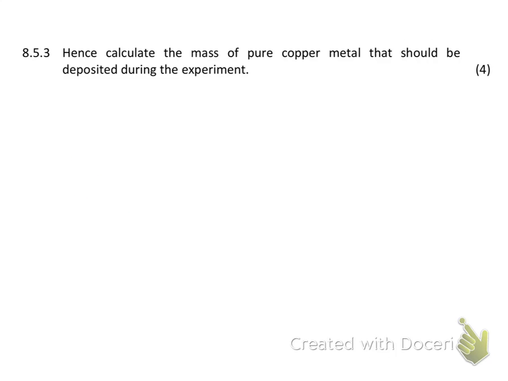And then finally, hence calculate the mass of pure copper that should be deposited during the experiment. Firstly, let's go back to the half reaction. Cu 2+ is gaining 2 electrons to form Cu. Now we're interested in the link between the number of electrons and the amount of copper that's formed. So notice that the ratio is 2 moles of electrons forms 1 mole of copper atoms.